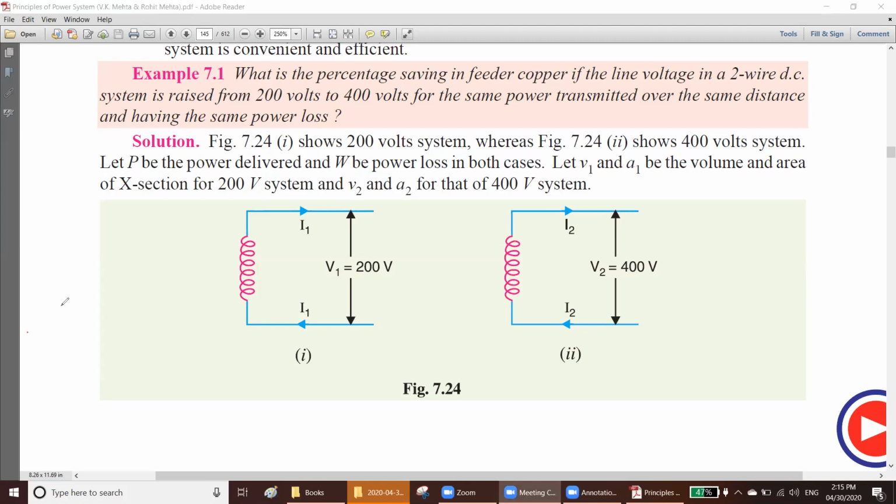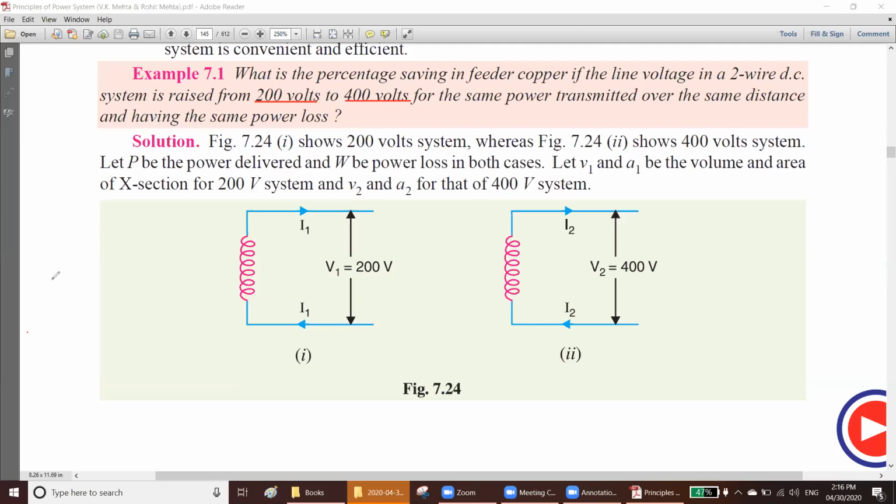So what is the percentage saving? Remember, what is the percentage saving? Okay, first of all, clear. They said, what is the percentage saving in feeder copper if the line voltage in a 2-wire DC system is raised from 200 volt to 400 volt? Previously, the voltage was 200 volt. Now you want to increase the voltage to 400 volt. What will be the saving of conductor material?